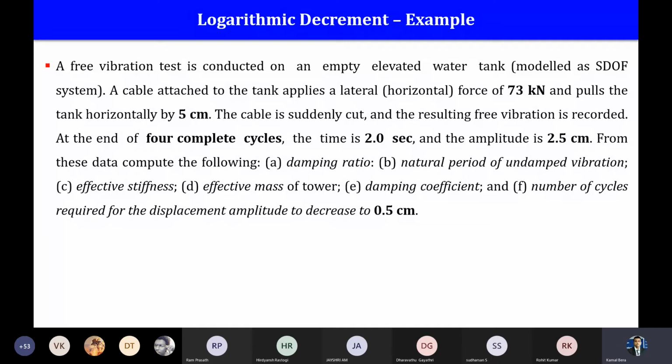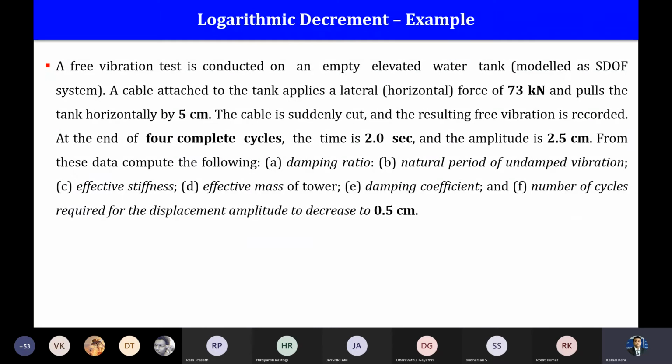How many quantities do you have to calculate? Damping ratio, that is zeta, you have to find out. Natural frequency of undamped vibration, that is omega n, you have to find out. Effective stiffness means stiffness here, because we are idealizing the water tank as a single degree system. That's why it is called effective stiffness. Effective mass, right? Because mass is distributed.